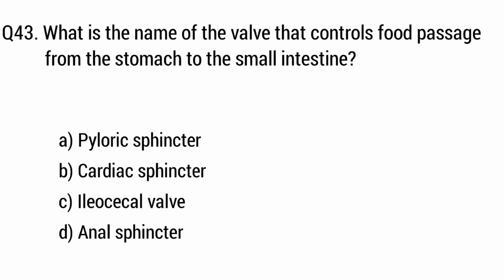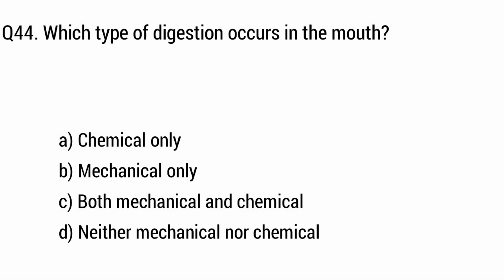Question 43. What is the name of the valve that controls food passage from the stomach to the small intestine? The right answer is option A pyloric sphincter. Question 44. Which type of digestion occurs in the mouth? The right answer is option C, both mechanical and chemical.